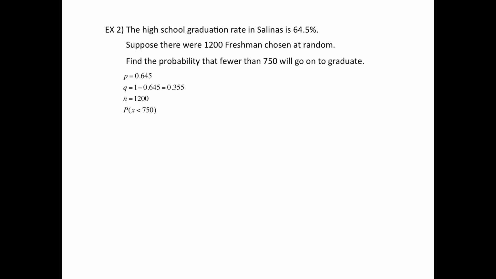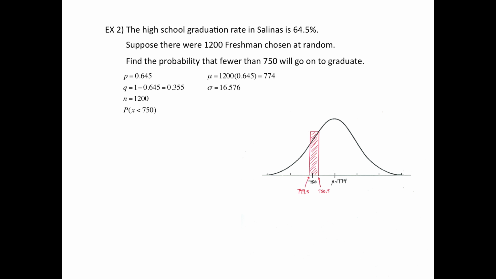So again, write down the numbers that we need for our 2 little formulas, n times p. And the standard deviation is the square root of n times p times q, so that's 16.576. And then for the picture. Here is the 750th person to graduate. So this is if 750 out of the 1,200. And for this person, their bar would start at 749.5 on the left and 750.5 on the right.